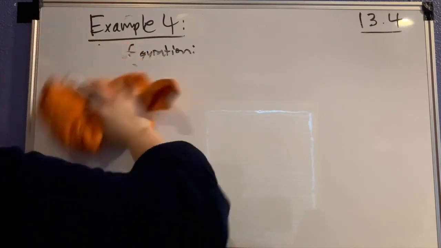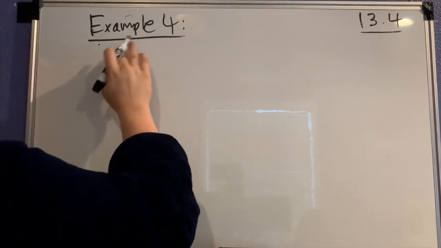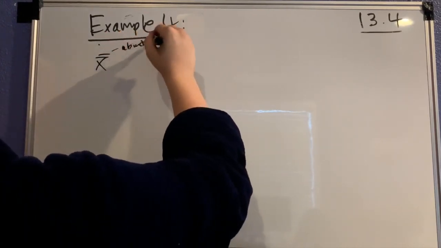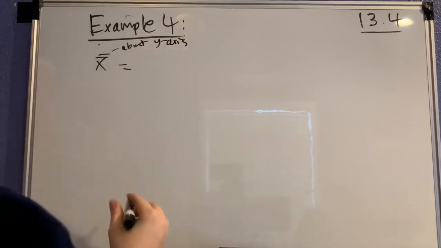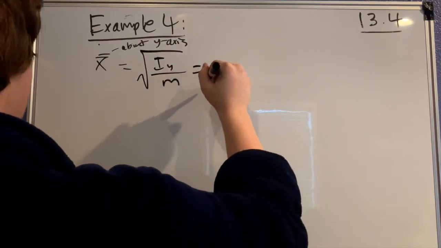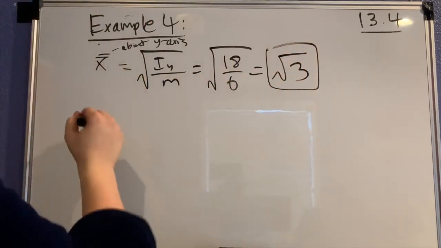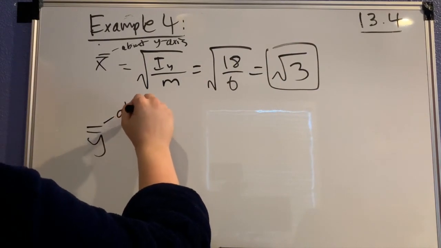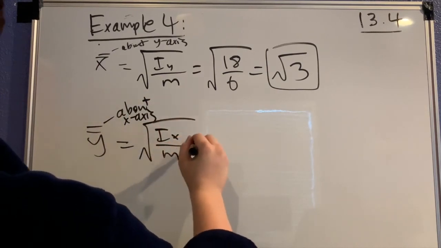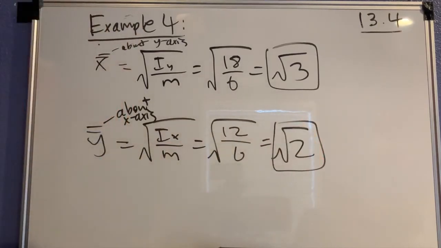All we have left to do is plug those in for the formula for radii of gyration, and we have our answers. So remember, x double bar was about the y-axis, and that was equal to I sub y over m, which was equal to the square root of 18 over 6, so square root of 3. Y double bar was about the x-axis, which was equal to I sub x over the mass, which was equal to 12 over 6, which was equal to root 2. And there we have our final answers.